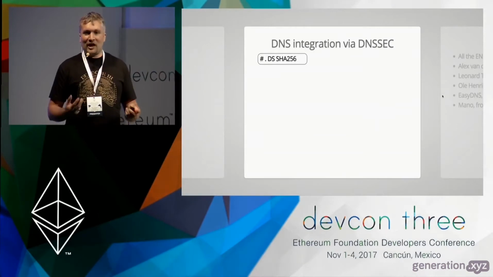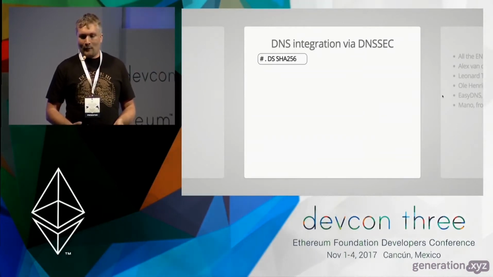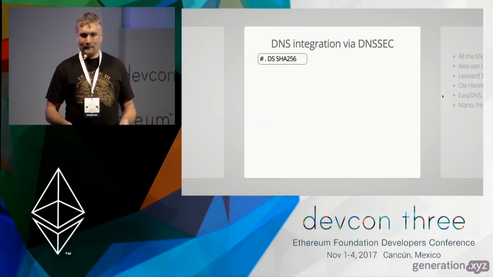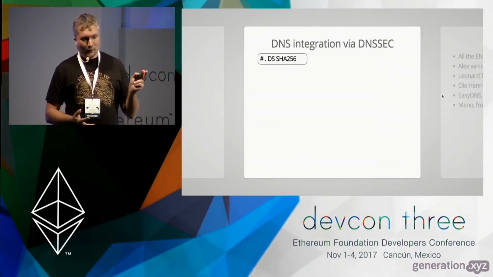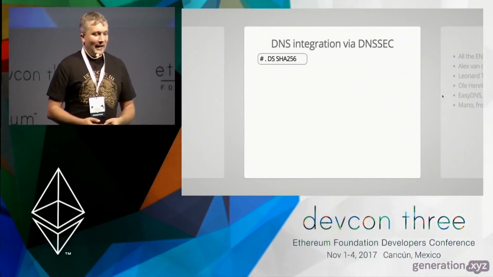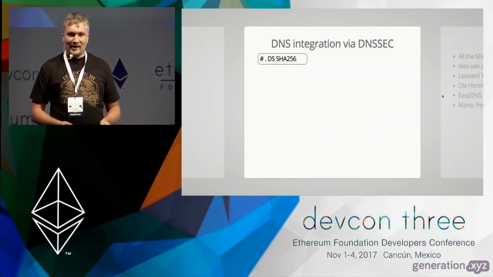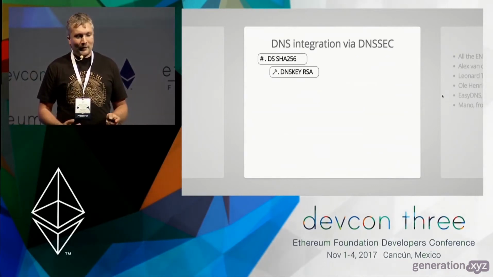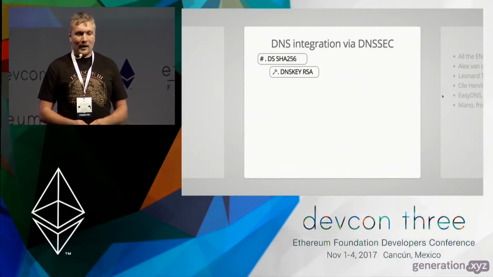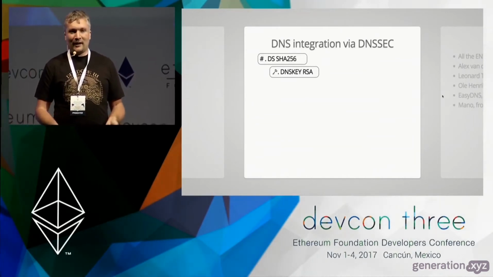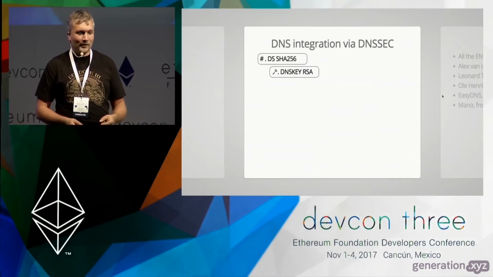DNSSEC establishes a chain of trust from the root key, which is signed by ICANN, and down through each key. So we start off knowing only the hash of the root key of DNS, and this is coded into a smart contract oracle. Given the hash of that key, we can pass in the actual key, verify that it matches the hash, and add it to our set of trusted records.